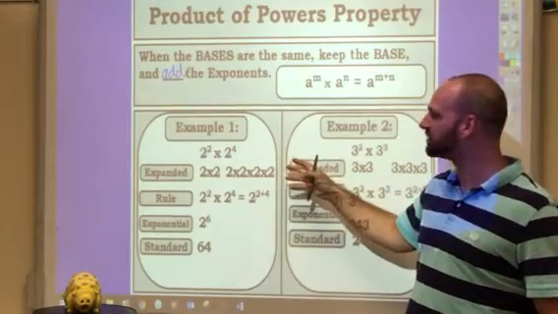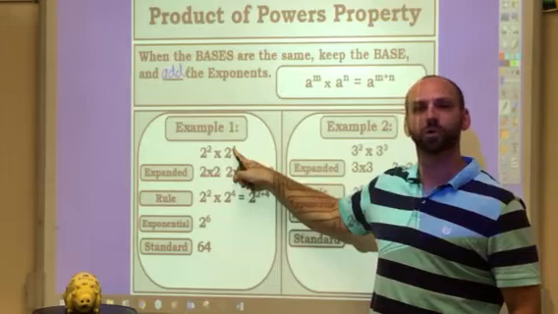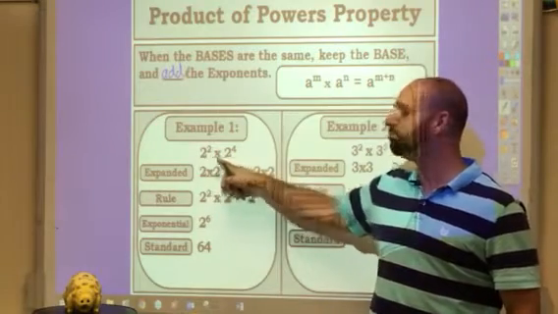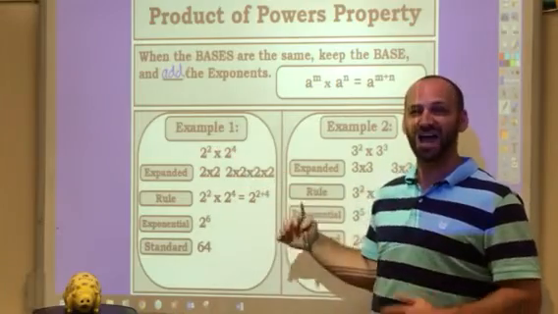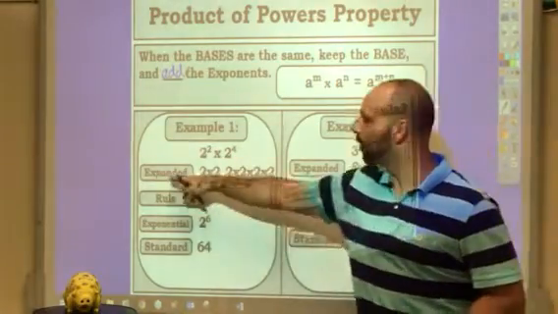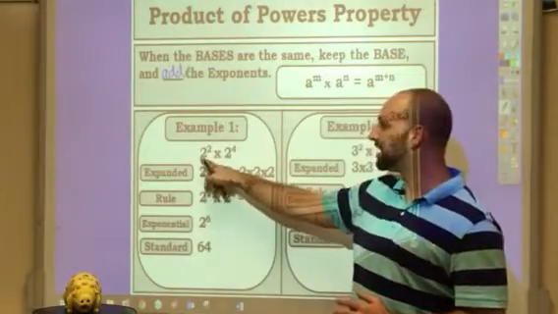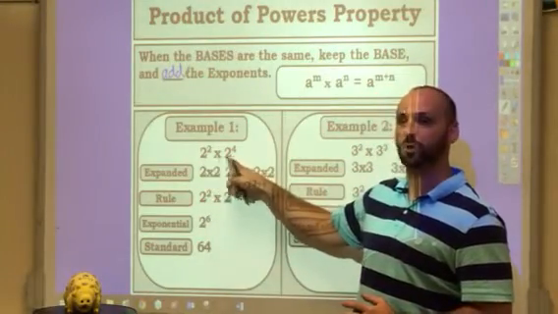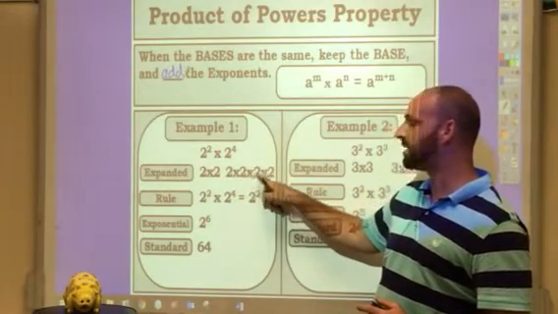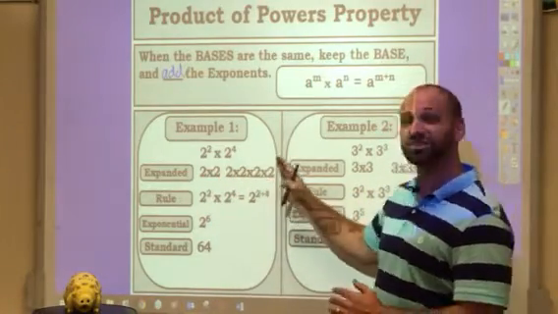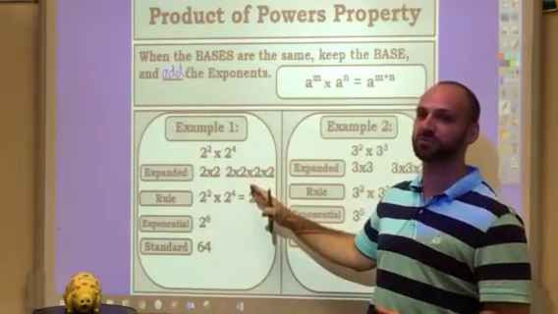Let's look at our first example. We've got 2 squared times 2 to the 4th. 2 is going to be our base. This 2 and this 4 are going to be our exponents. Now, we're going to take a look at what I call expanded form. So we're just going to expand both of these expressions out, 2 times 2, and then 2 times 2 times 2 times 2. That's a total of 6 2's being multiplied by themselves.